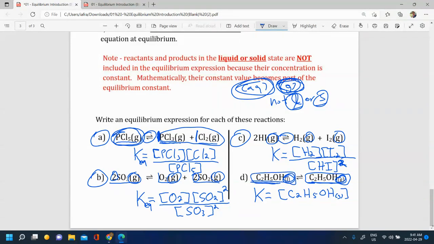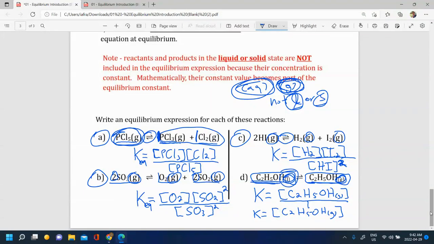So we can essentially say over 1. We can put over 1, but we don't really have to put that because at the end of it all, it's essentially just going to be C2H5OH, gas, like that. And that's the equilibrium constant. We do not include this because it is a liquid.